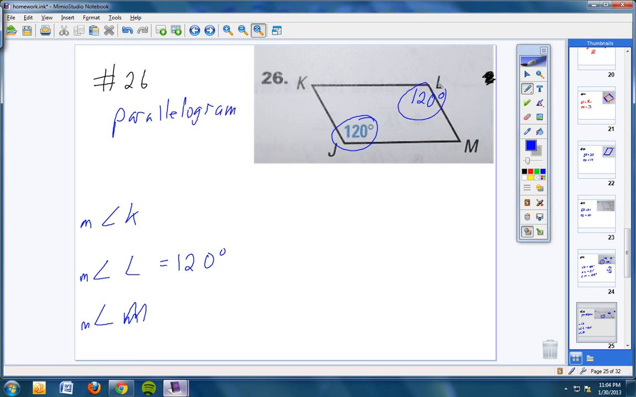Okay, if this is 120, then this angle right here has to be 60 because 120 plus 60 is 180. And then of course I'm going to draw an arrow. Opposite angles are congruent, so angle M also has to be 60 degrees.